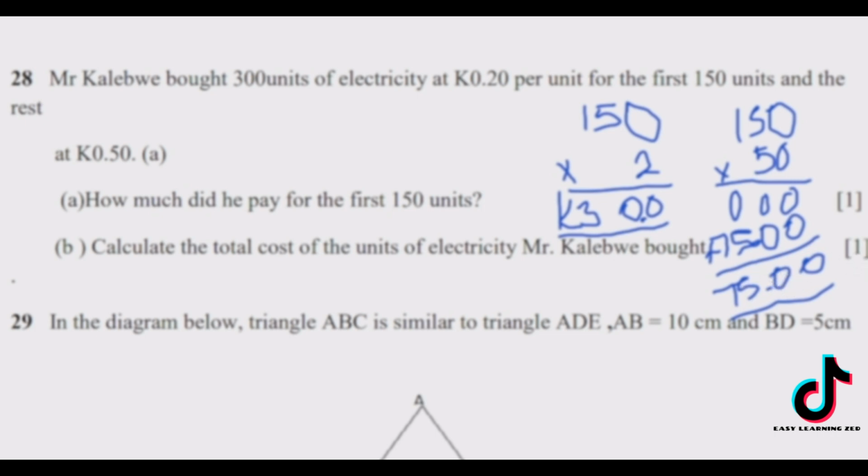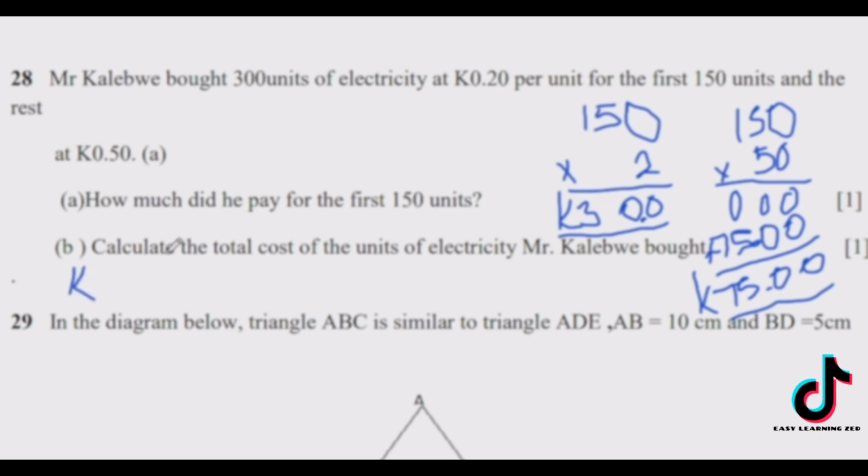Okay, and that is going to give us 75 kwacha. So that is the amount that was spent on the other 150 units. Now to answer this question, what we're going to do is add 30 kwacha plus 75 kwacha. So we're going to have something like this.